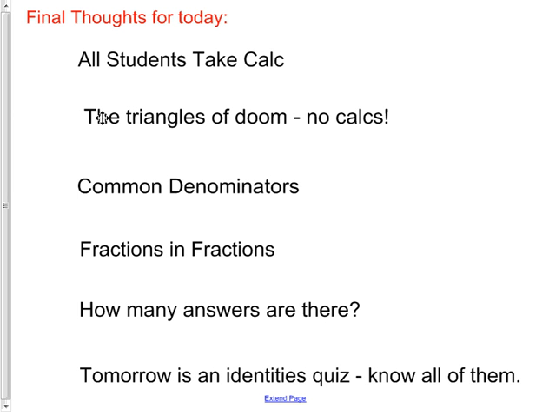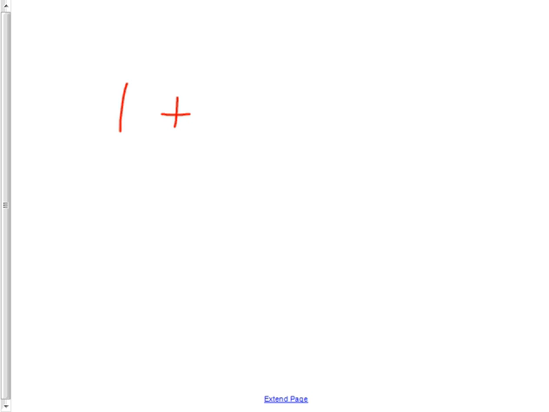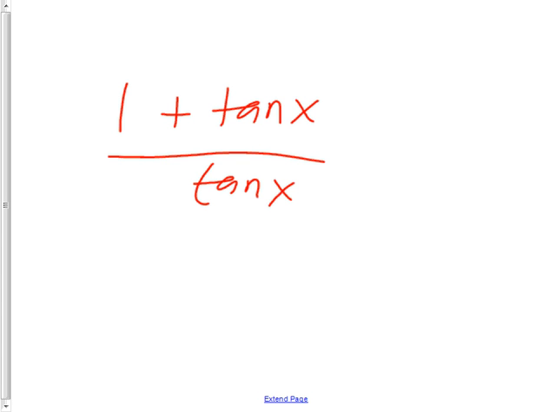You need to know, if I said there's a triangle that's got sides of 1, 1, and the square root of 2, what kind of triangle you're in, otherwise you won't survive. Next thing, common denominators. You have to be able to add things like, for instance, this 1 plus x over x. If I had to simplify that, and I told you that x was really tangent, what could you replace tangent with? Sine over cosine.